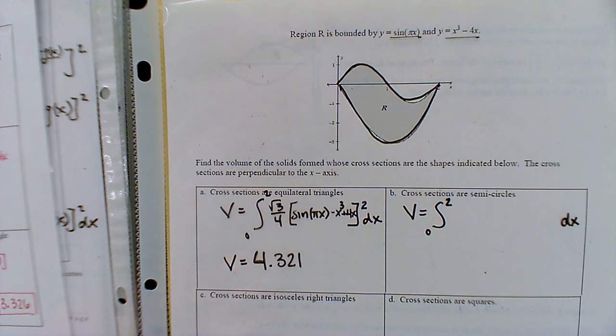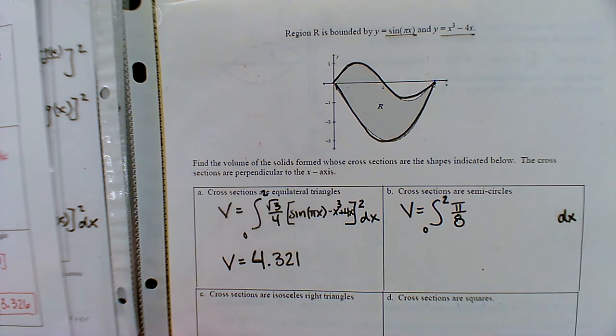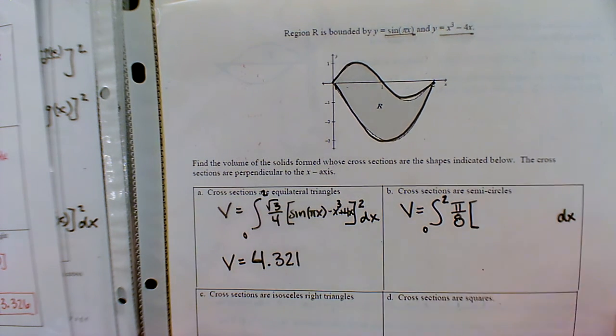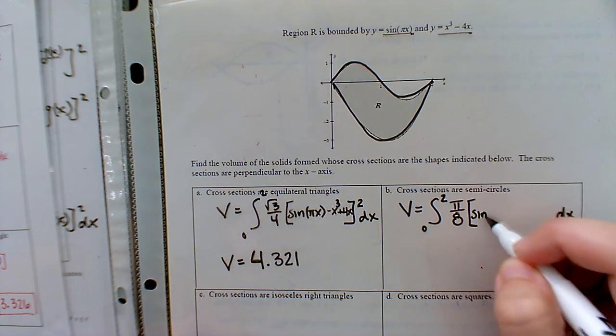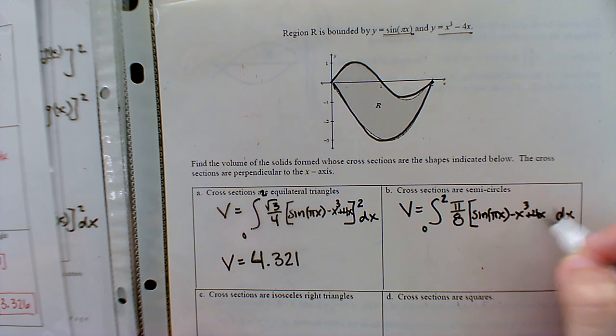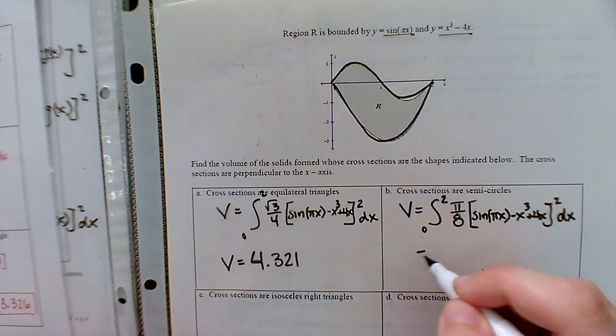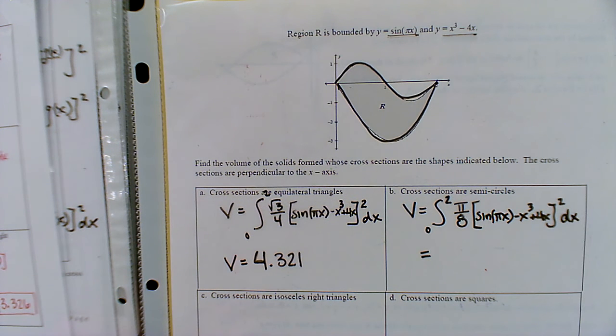So what about for a semicircle? What's our constant value? For the equilateral triangles, we have the square root of 3 over 4. Go, Caitlin. Pi over 8 or 1/8 pi. Yep, either one. And then we need f of x minus g of x squared. So it's the same sine of pi x minus x cubed plus 4x. Go ahead and let the calculator do the work.